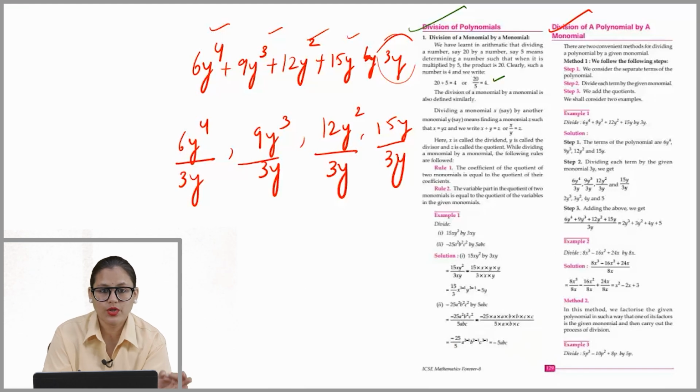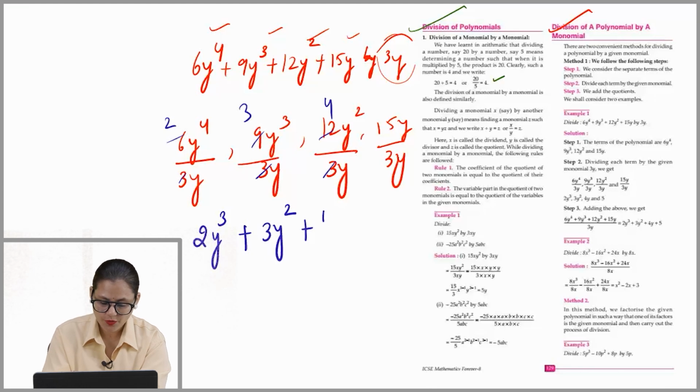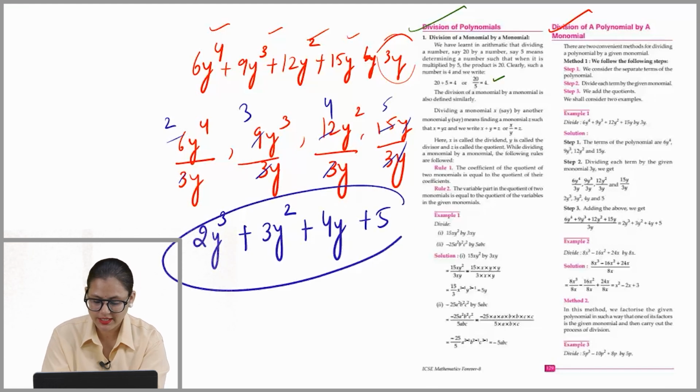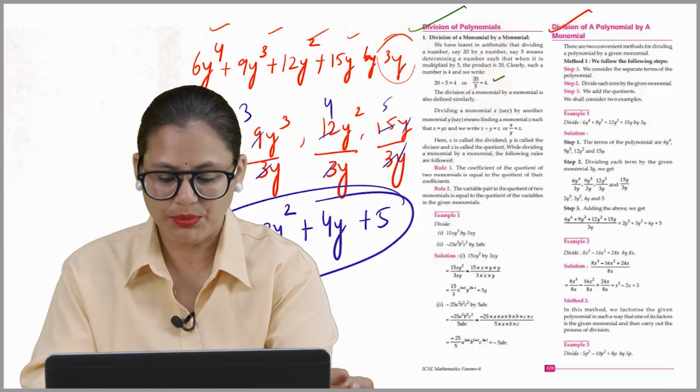Okay, now what will you write? 3 2s are 6, 2y cube, plus 3 3s are 9, 3y square, then plus 3 4s are 12, 4y, then plus 3 5s are 15, and y goes, so 5. So this is the answer, right? Similarly, you will do other examples also.